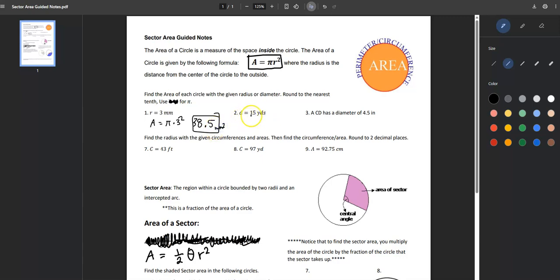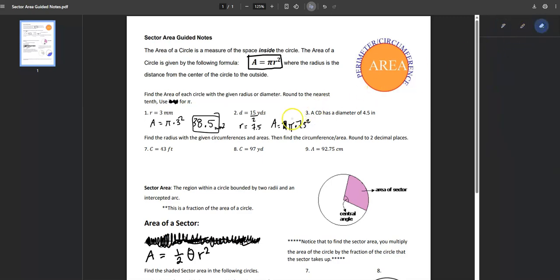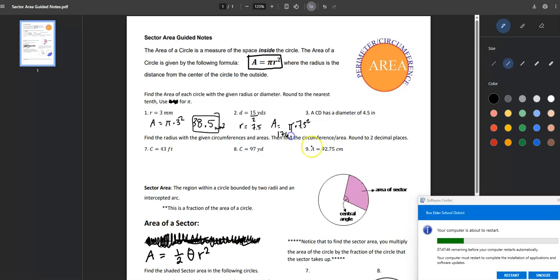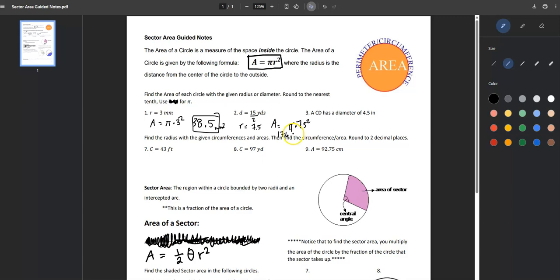This one gives me the diameter, so I have to half this so I can get the radius. Okay, and then I can go and find my area of pi, and then times by 7.5 squared as well once I get that part. Okay, so again, pi times 7.5 squared, that gives me 176.7.